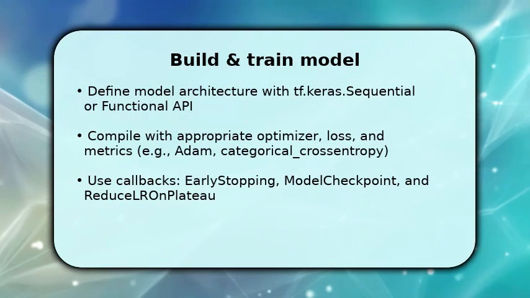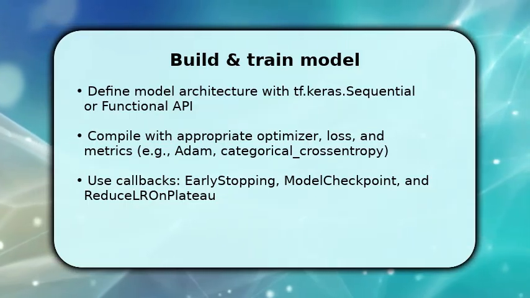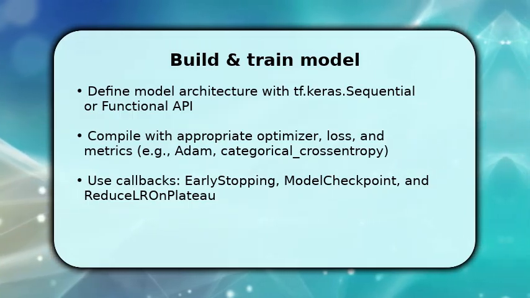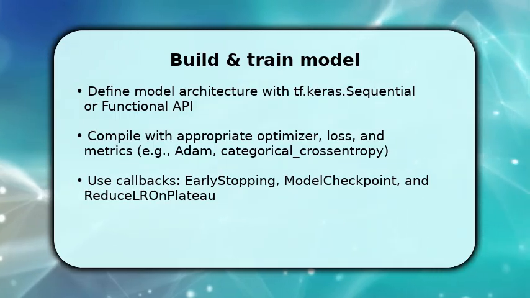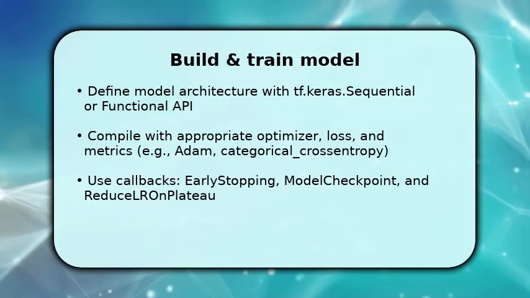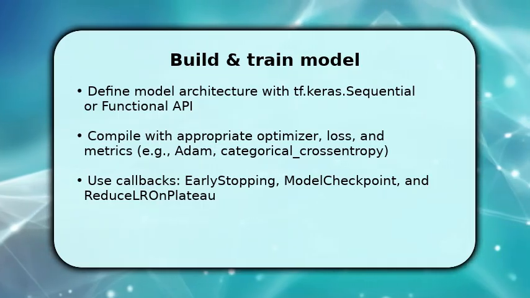You now define and train the model, focusing on practical choices that affect performance. Choose tf.keras Sequential for simple stacks or the functional API for complex graphs. Design layer sizes and activation functions based on task complexity. Compile with an optimizer like Adam, choose the correct loss for your labels, and add metrics for monitoring.